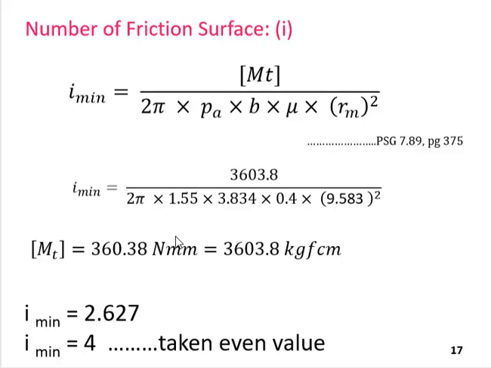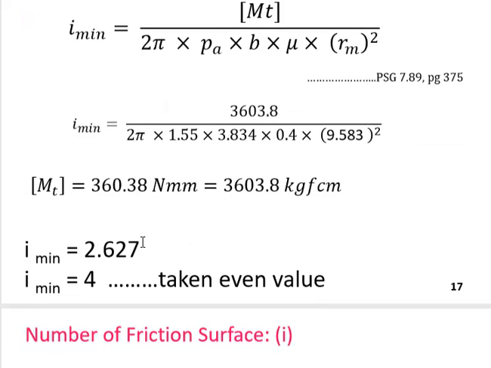But whenever I select the number of friction surfaces, it has to be an even number because a single plate will have two surfaces. Therefore I have taken the value as 4 and not 3, so that I have an even value.